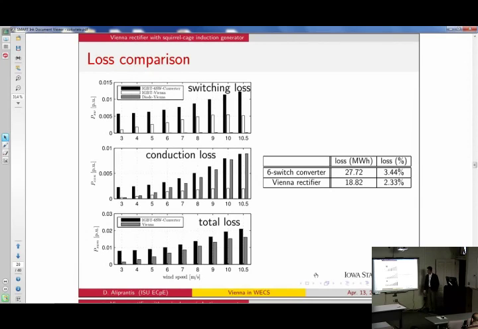So 1% might not seem like much, but it is a lot if you think about it. For a mature technology like this, getting a 1 or 2% increase in the output is actually a very good thing. Okay? It means more money to the wind turbine owner.